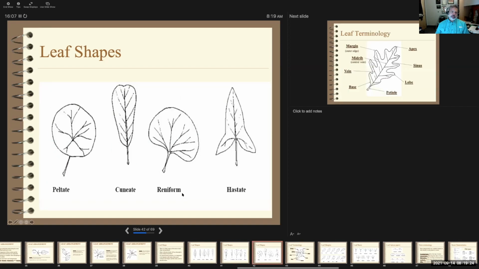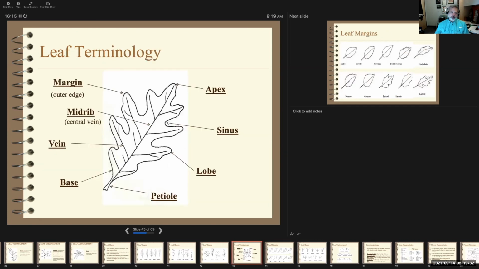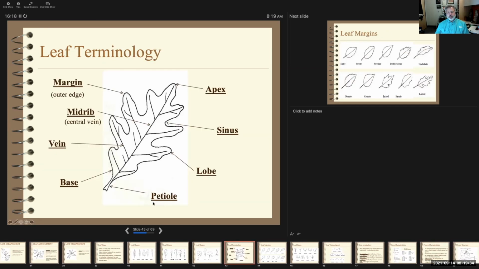Now, for this class and our needs, do you need to memorize these leaf shapes? No, absolutely not. But it's important to know that there are some different ones out there. But it is, I think, important to know leaf terminology. What are these different parts of the leaf? What is a petiole? What is the base of a leaf? What do we call these veins? What do we call the center midrib? What's the top of the leaf? Well, that's the apex. If a leaf kind of dips in like this, what do we call it? It's the sinus of the leaf.